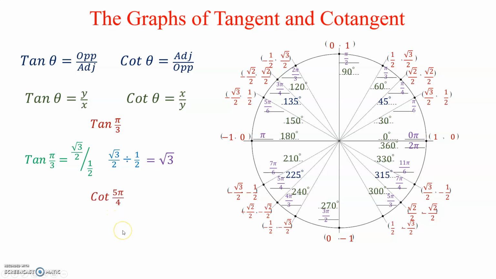If I wanted to find, say, cotangent of 5 pi over 4, well, there's 5 pi over 4, and those are the corresponding coordinates. And cotangent is x over y, so both the x and the y are negative radical 2 over 2. So when I divide those two values, I get an answer of 1. So therefore, the cotangent of 5 pi over 4 is simply 1.